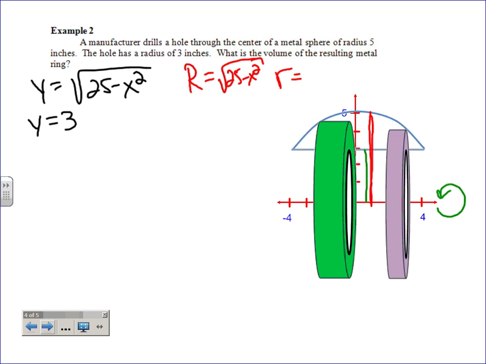So in this case, does big R change as the problem moves left to right? Does little r change as the problem goes left to right? Not really. Isn't it 3 pretty much the whole way? Okay, even if I try it over here, isn't it 3? All right, so little r is 3.